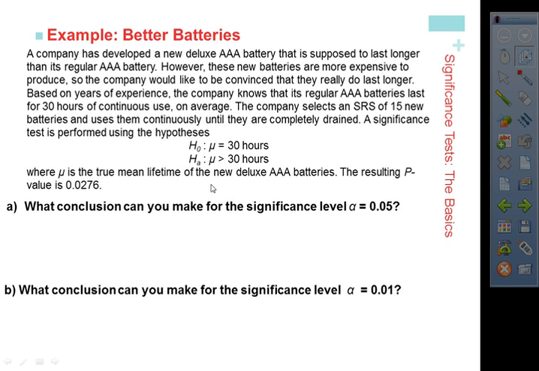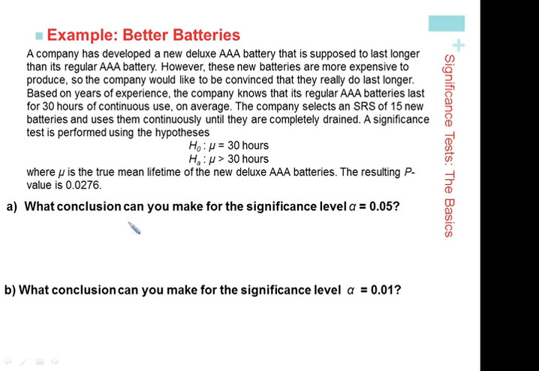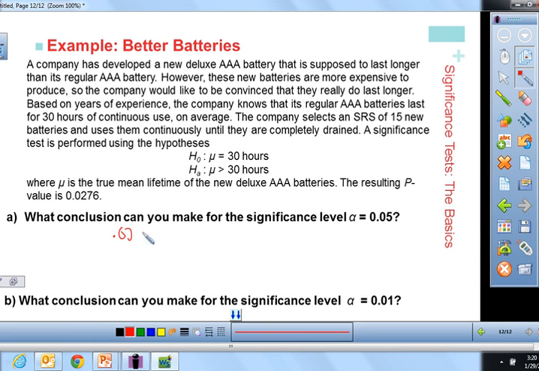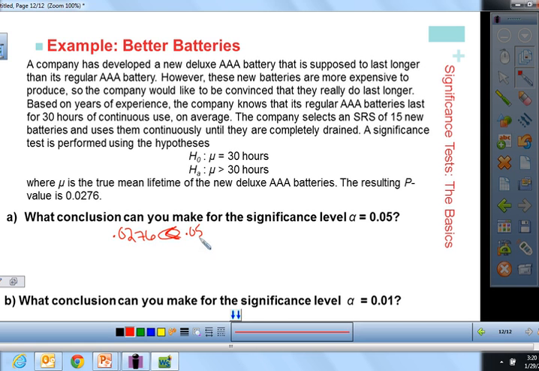Where mu is the true mean life of the new deluxe AAA batteries, the resulting p-value is 0.0276, okay? So in the next couple chapters, we're actually going to have to find the p-value ourselves, but right now, they're telling it to you, and they're telling you it's 0.0276. What conclusion can you make at the significance level of 0.05? Well, you're going to take your p-value and compare it to your alpha. So here's my p-value of 0.0276, and we compare it to 0.05. So the question is what goes here? Well, 0.0276 is smaller than 0.05. So it is less than alpha.